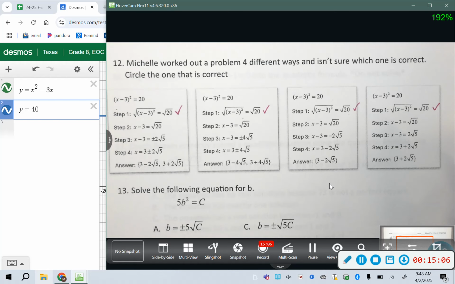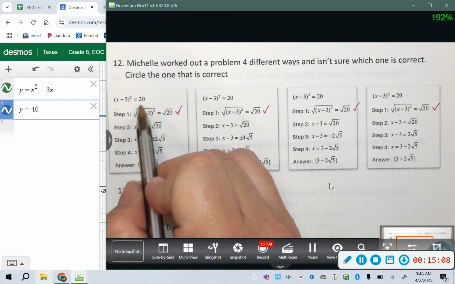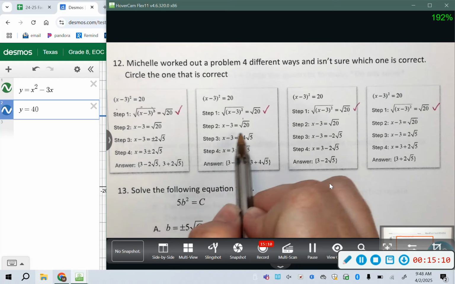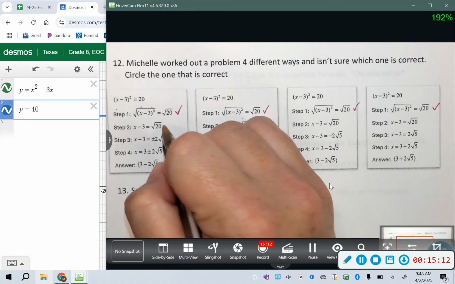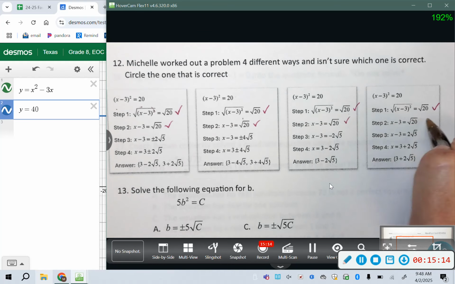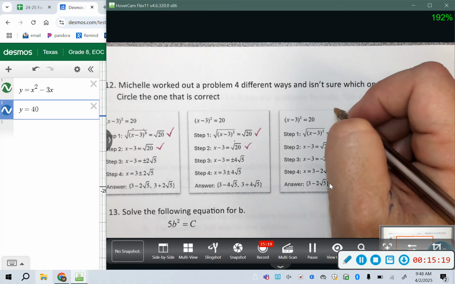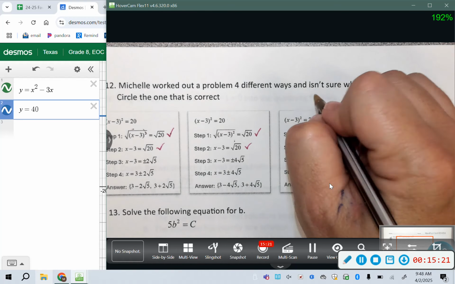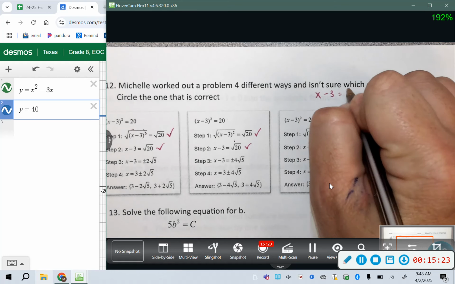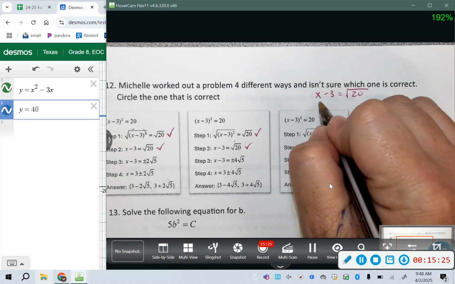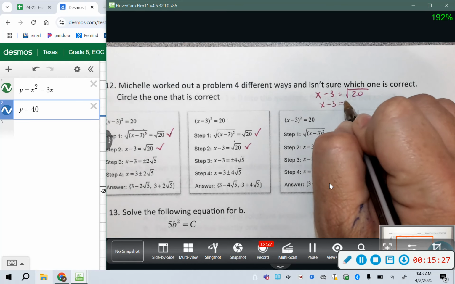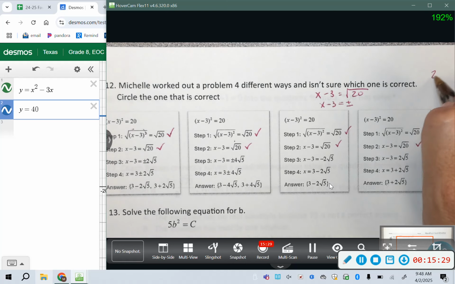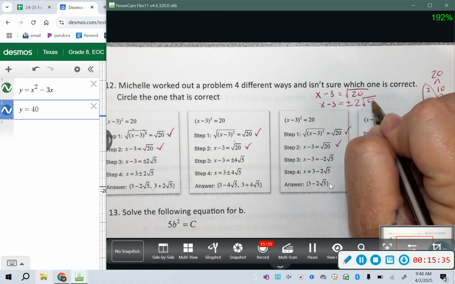When you take the square root, it cancels the square and you get x minus 3 equals square root of 20, which all of them have. So again, step 2 is correct for all of them. Now, the big thing to remember, I'm going to come over here and show y'all. We know that right now we're at x minus 3 equals square root of 20. When I take the square root here, I have to do a positive and a negative. And if we break down 20, we get 2 and 10, 2 and 5. So 2 square root of 5.